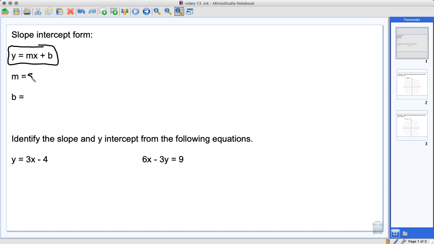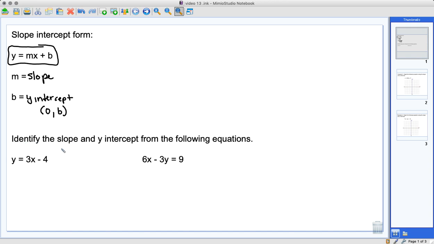So m still stands for slope, just like it did last lesson. b stands for your y-intercept. So remember, the y-intercept is (0, b) when we graph it.